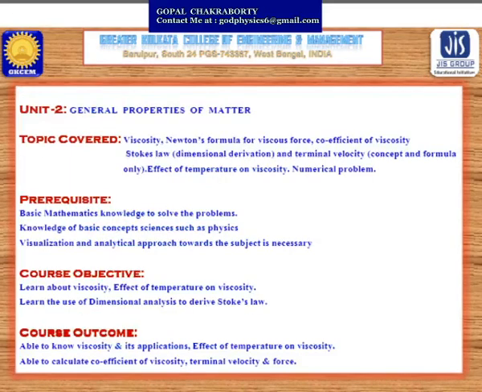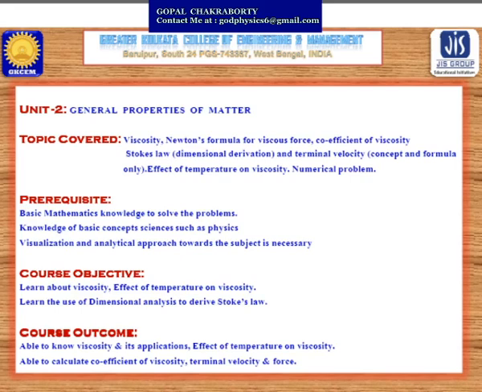The topics that I will be discussing in today's class are viscosity, Newton's formula for viscous force, coefficient of viscosity, Stokes Law and the corresponding dimensional derivation, terminal velocity, concept and formula only, effect of temperature on viscosity, and some simple numerical problems. All of these topics are under unit 2, general properties of matter, and it is the last part of the chapter, viscosity.